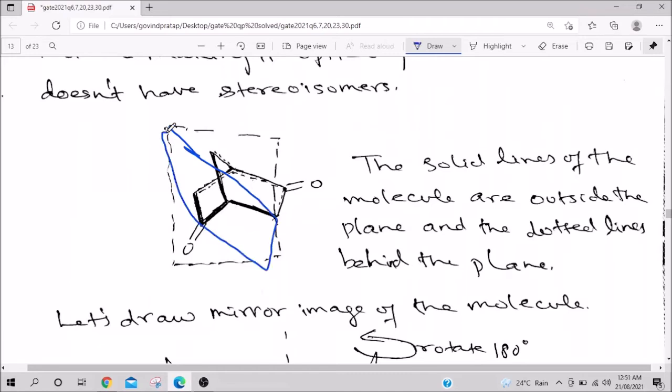Okay, so basically a plane is coming, a paper is coming in between it, so that only this carbon and this carbon are being targeted. Okay, so we are cutting across this. So what happens? These three parts are behind the paper. So you look, it is exactly the same. So therefore, it is inactive.